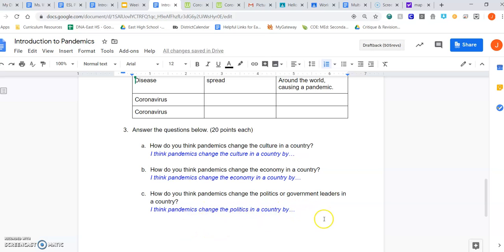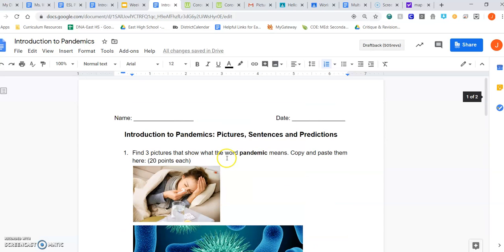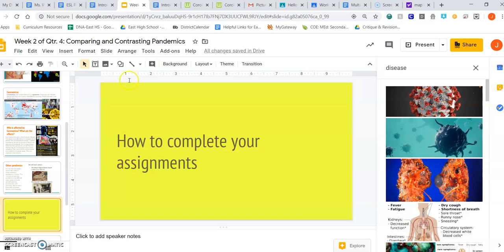So here, tell me what you think will happen to the government. What will happen to the money in a country and the jobs and the businesses? What will happen to the culture? What will happen to the way people act and the things people use every day here? Okay, so when you're finished with that, you're going to move on to assignment number 2.